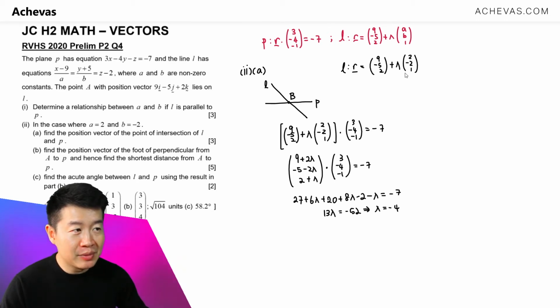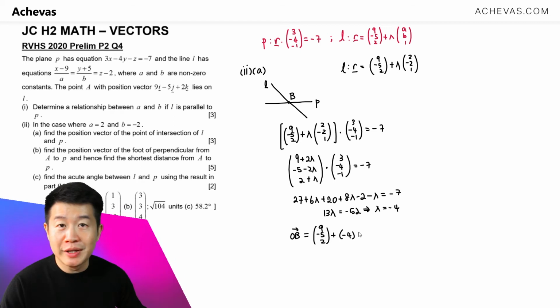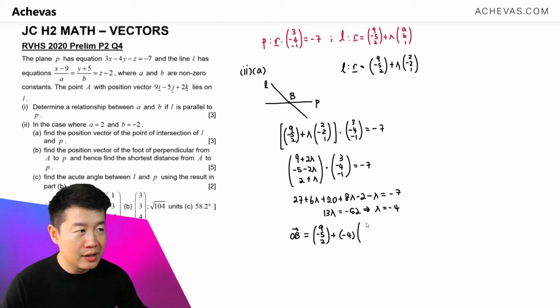So I'm going to substitute this lambda back into here, which will then help us to find the position vector of the intersection between the line and the plane. So OB is going to be equal to (9, -5, 2) + lambda, which we have just found out to be -4, times (2, -2, 1). So the position vector of the point of intersection between the line L and the plane P is going to be equal to (1, 3, -2).